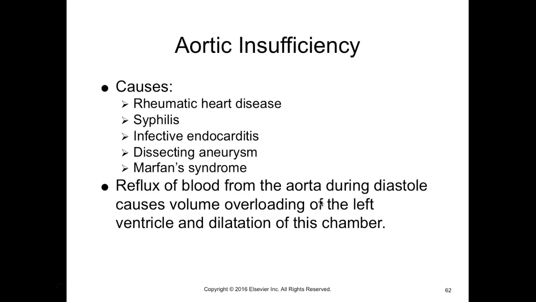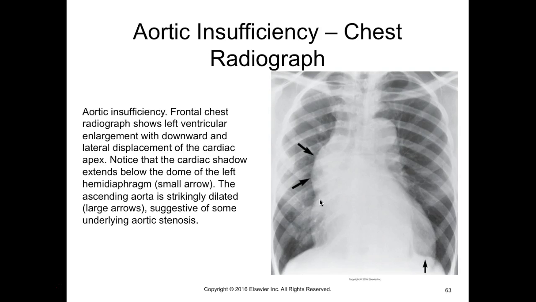All right. So causes are rheumatic heart disease, syphilis, infective endocarditis, dissecting aneurysm, Marfan syndrome. So reflux of blood from the aorta during diastole causes volume overloading of the left ventricle and dilatation of this chamber. So here, aortic insufficiency, you can see on this frontal chest, I'm not sure, we'll giggle and call it a PA.